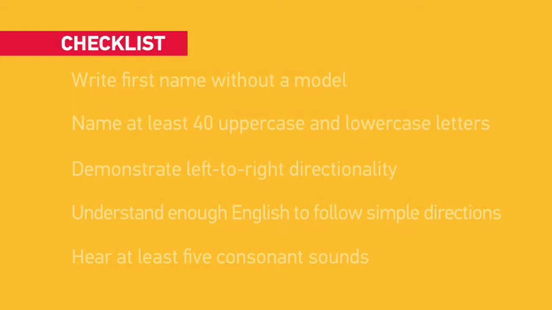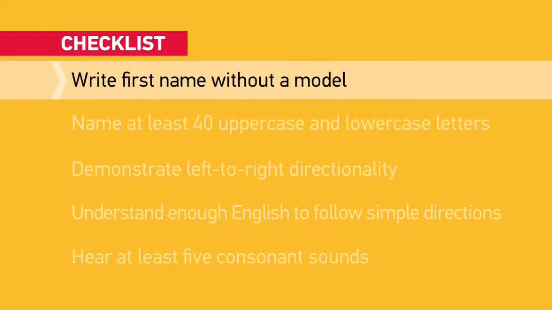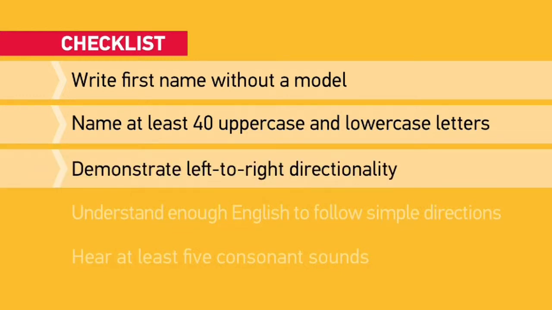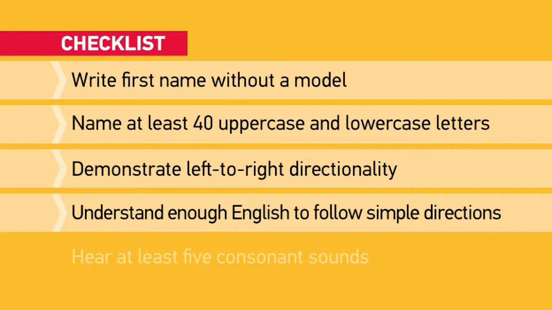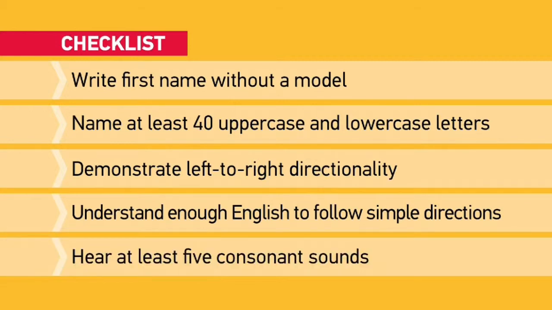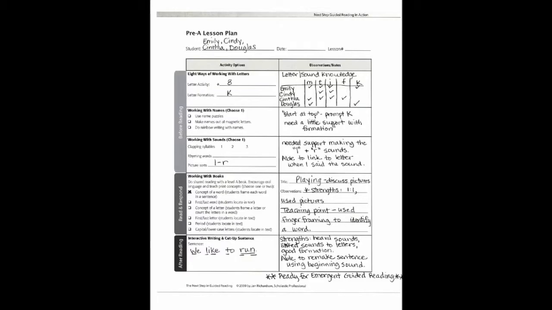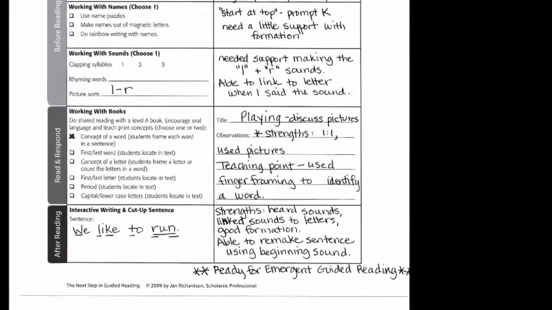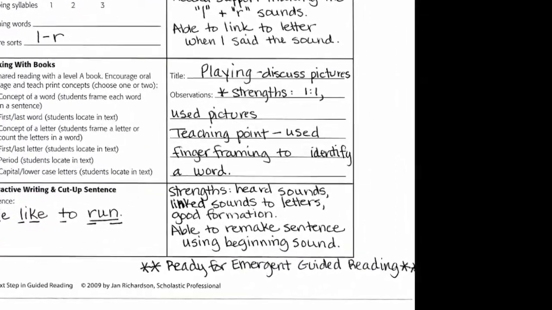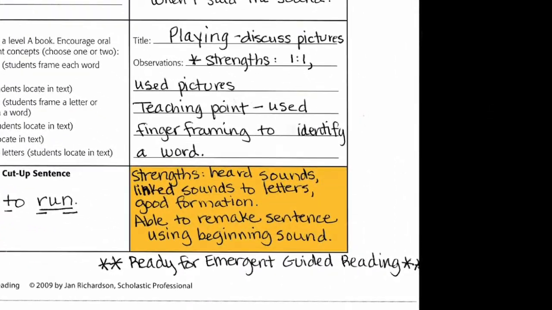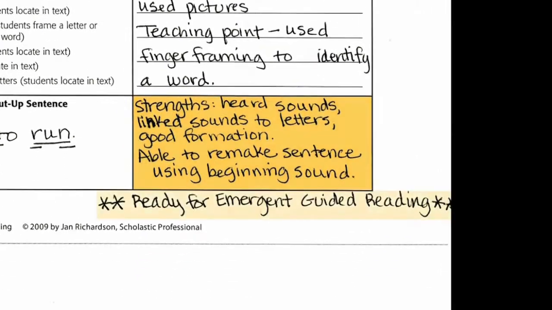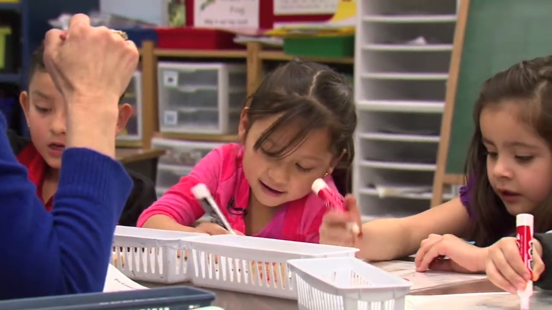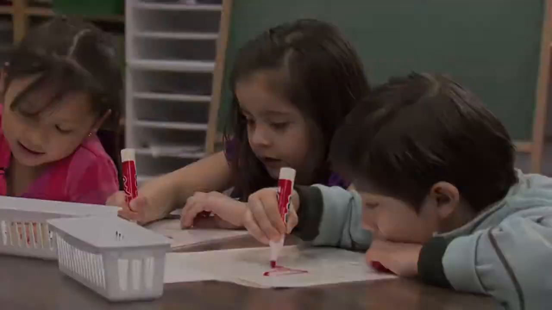They were able to write their first name without a model, name at least 40 uppercase and lowercase letters, demonstrate left to right directionality, understand enough English to follow simple directions, and hear at least 5 consonant sounds. At the pre-A level, we work on oral language, concepts about print, learning letters, and learning sounds. The students now have a strong foundation in all those areas, oral language being the weakest, but they are ready to move into emergent guided reading. They will now start to be more independent with their reading and writing.